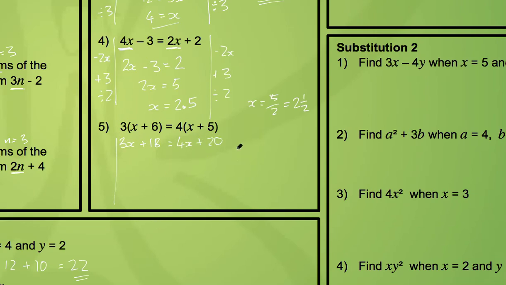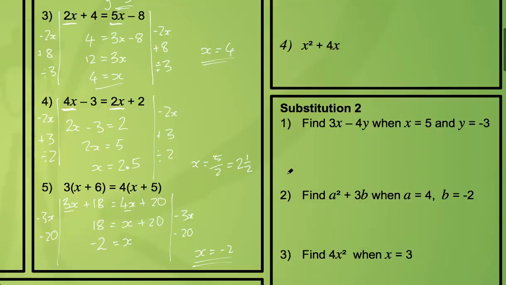Now I need to look for the smallest amount of x's. That's 3x's. So I take away 3x from both sides, leaving me with 18 on this side. 4x take away 3x is x, and I've still got the plus 20 to deal with. Get rid of that plus 20 by minusing it from both sides, inverse operation. 18 take away 20 leaves me with minus 2, and on this side I'm just left with the x, and therefore the answer is x equals minus 2.